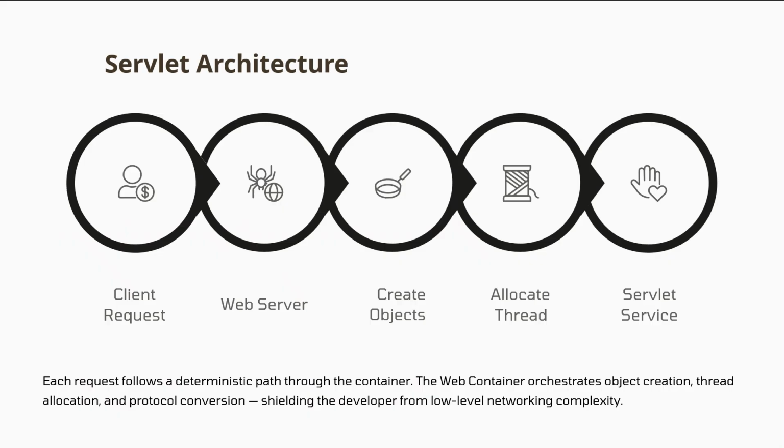In this slide, this diagram shows how a request flows in servlet architecture. Here, the client sends a request, and the server forwards it to the container. The container creates objects and assigns a thread. The servlet processes and returns the response. Overall, the container manages everything, making request handling efficient and structured.